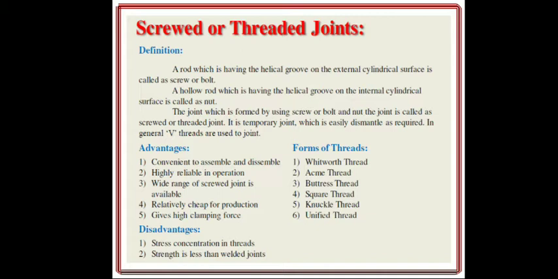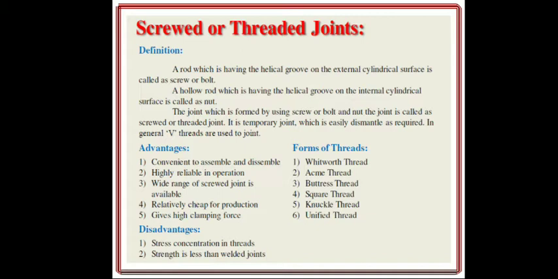So generally the nut and bolt arrangement is called a screwed or threaded joint, and it is a temporary joint. Where easy dismantling is required, we can use the nut and bolt arrangement, and in general V threads are used to join. Now what are the advantages?